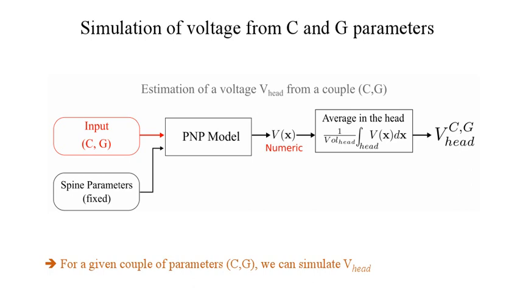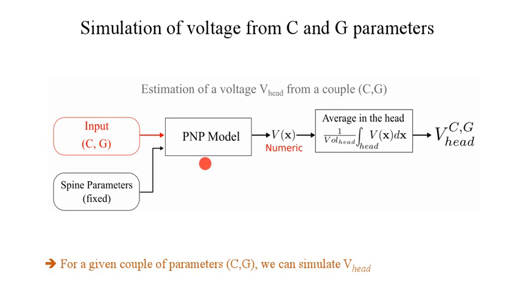So here is the general pipeline of our methods. We propose to use simulation of PNP for the voltage to compute this C and G parameter. So we have no idea in principle of what is C and G. So those are the unknown, and we fix some spine parameters such as the concentration at the dendrite. We are going to fix also the spine neck radius, although in the supplementary information of our Neuron paper, we show what is the consequence of looking at different radius. So we fix here the radius, for example, at 100 nanometers.